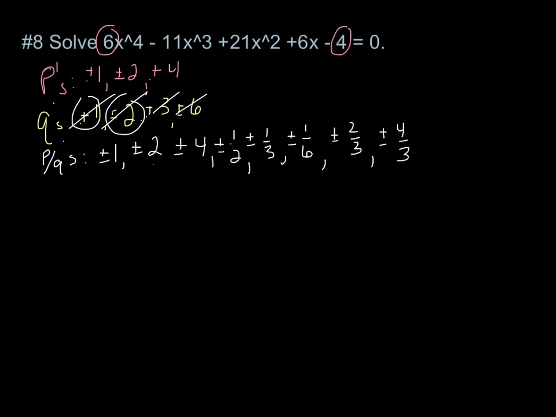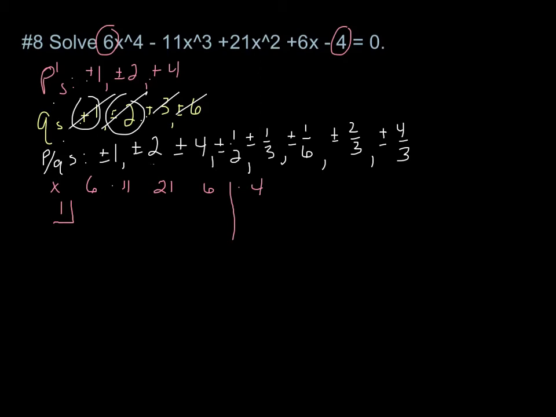I begin testing them. Here I'm going to show you a shortcut, a simplified synthetic version. Over here, put your x column. These are your possible zeros. Put a 1 right here in this hoopty. Up here, put your coefficients: 6, negative 11, 21, 6, and negative 4. And draw a line right here. This is your remainder column.